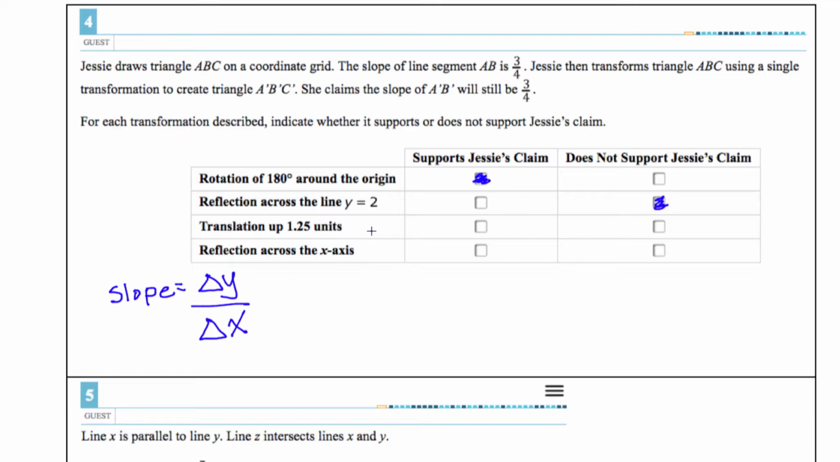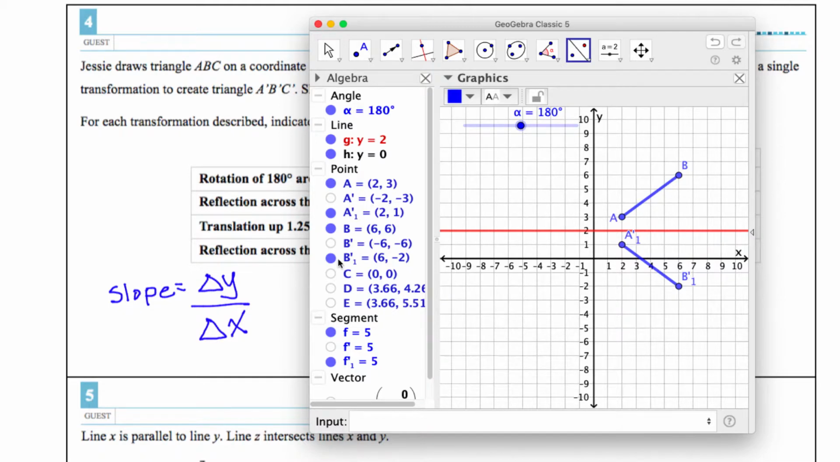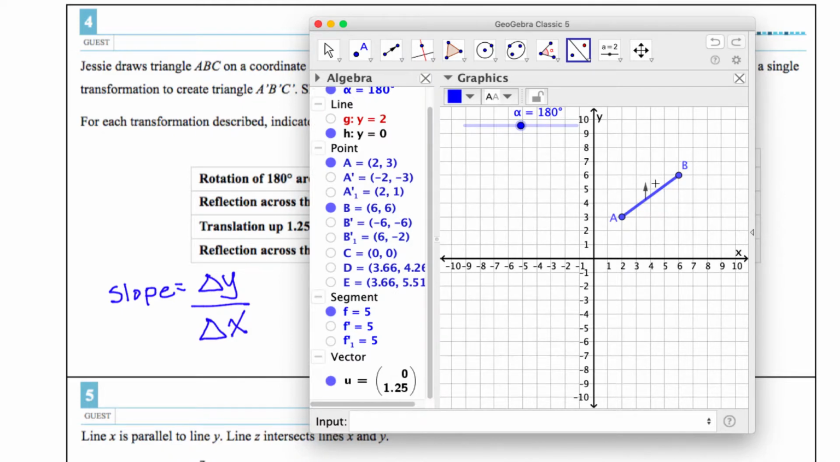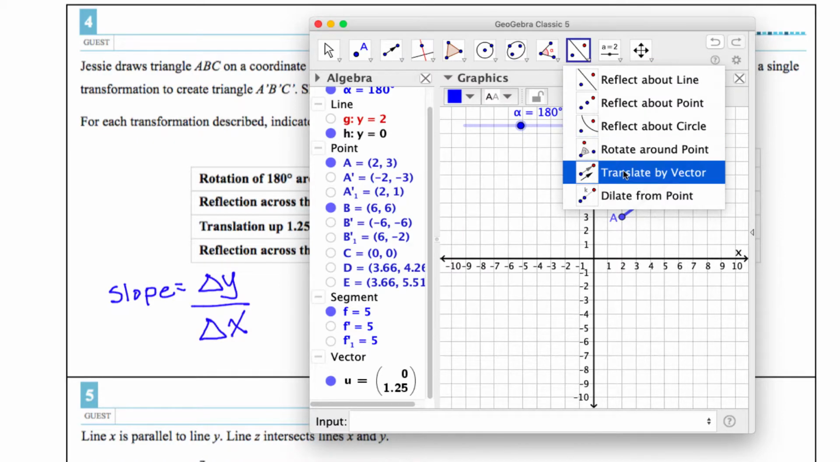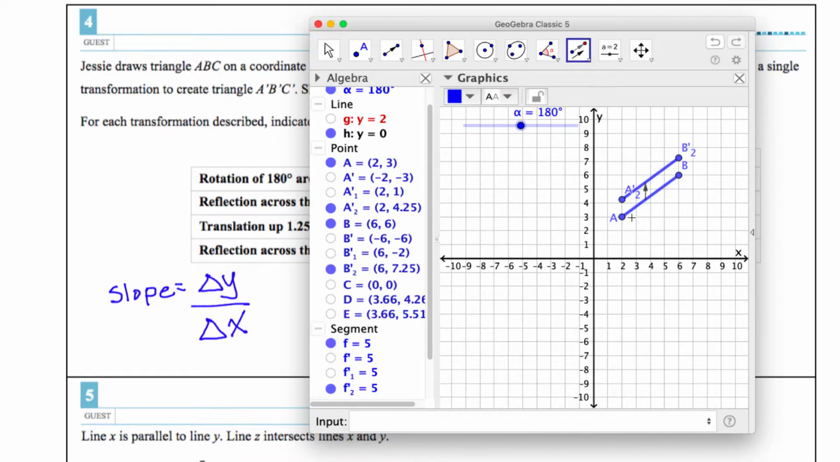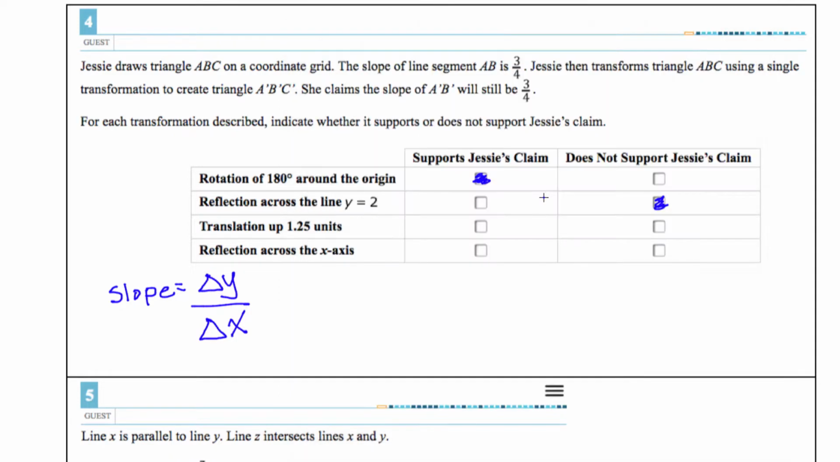Translation up 1.25 units. Well, if I'm just moving it up, the slope should stay the same, but let's go ahead and check it out. So if I have this segment, and I want to go up, so it's going up this amount, 1.25, we'll see the same. If I'm going to translate this segment by this vector, there it is. It's the same vector, basically, or it's the same slope. We're good. Yeah, that one makes sense. I'm just moving it up.